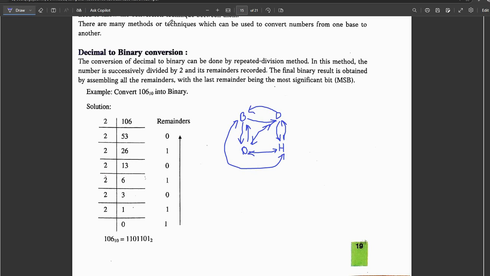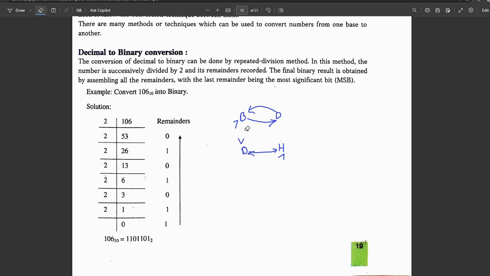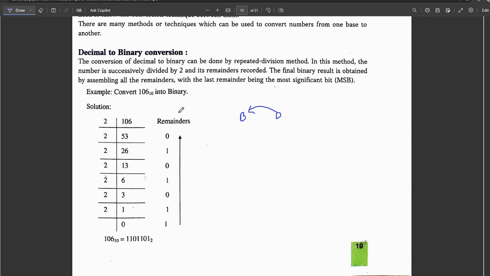First of all, we'll try to understand how to convert a decimal number into a binary number. We'll be seeing this part only for now. How to convert a decimal number into a binary number? Suppose we have this 106. We'll first look at the example.